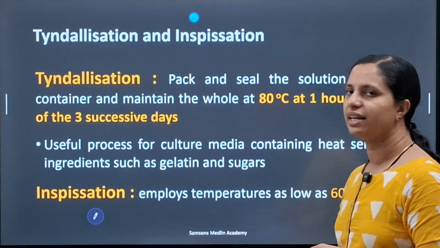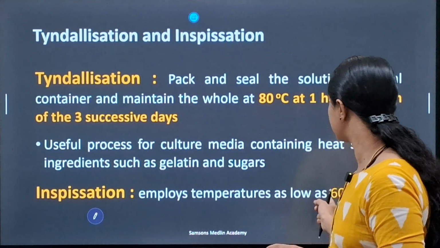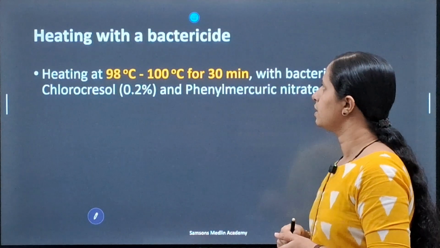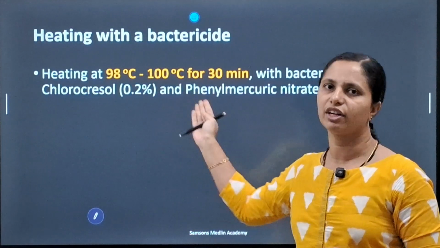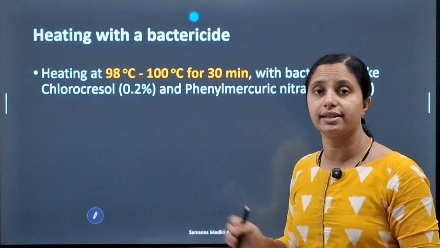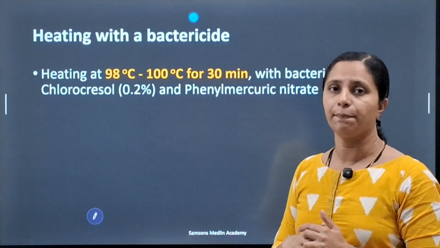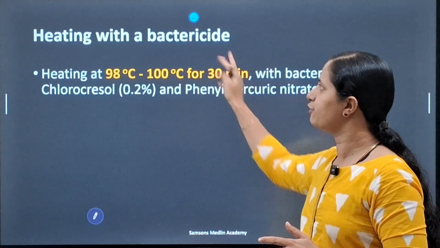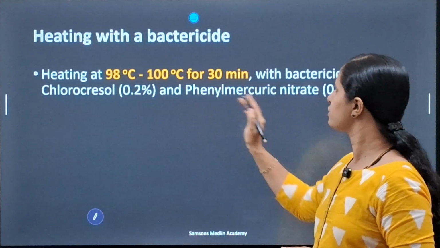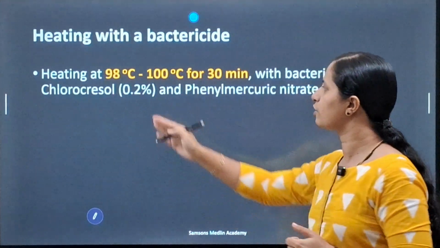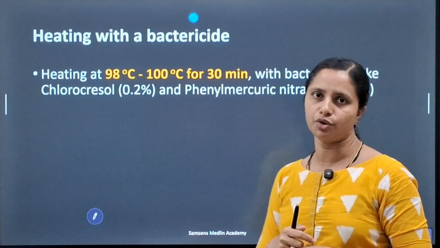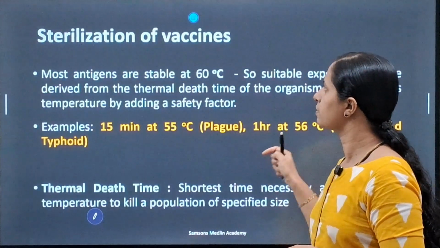Coming to inspissation, here we are using very low temperatures, as low as 60 degrees Celsius. Now, heating with bactericide, everyone knows this temperature-time combination. It is very important: 98 to 100 degrees Celsius for half an hour, that is 30 minutes. This is the temperature and time for heating with a bactericide. And what are the common bactericides used? That is chlorocresol, phenyl mercuric nitrate, chlorocresol in 0.2% concentration and phenyl mercuric nitrate in 0.002% concentration.